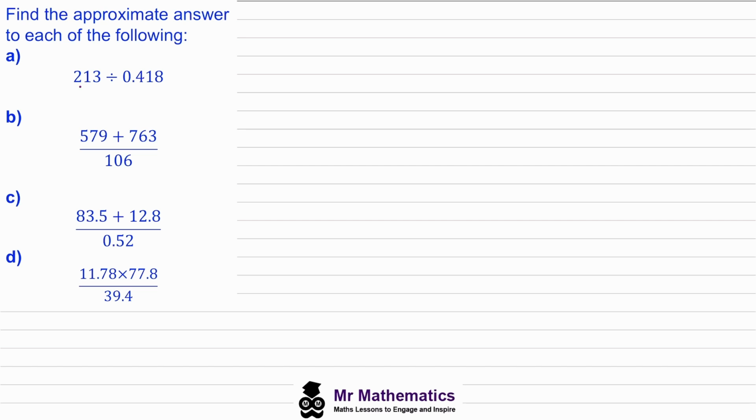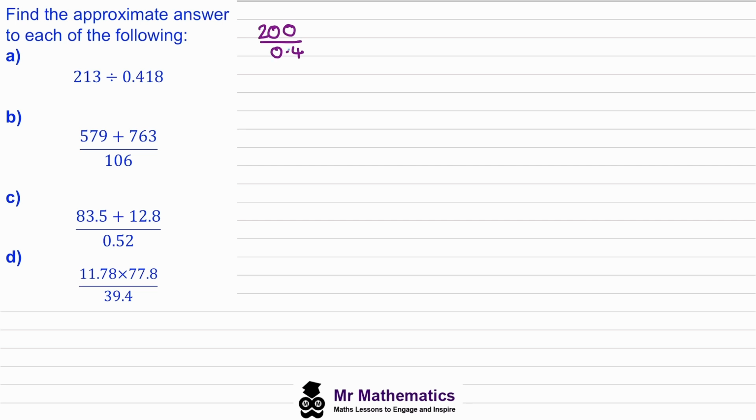So 213 becomes 200. This 1 does not round that 2 to a 3 because it's less than 5. And then we're dividing this by 0.4. Again, the 1 doesn't round the 4 to a 5. So our approximation is 200 divided by 0.4.